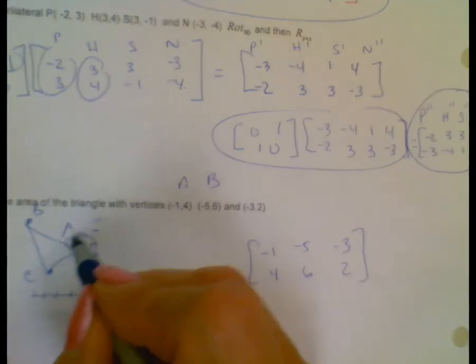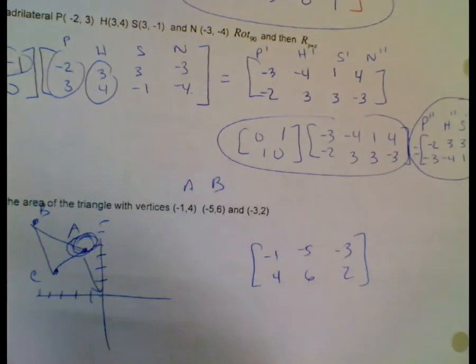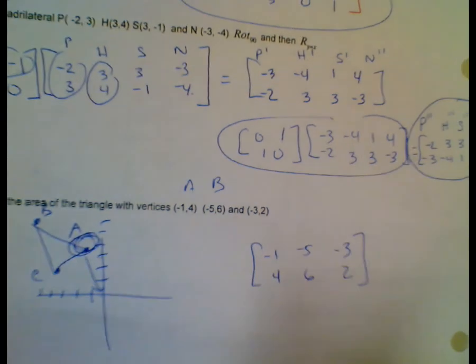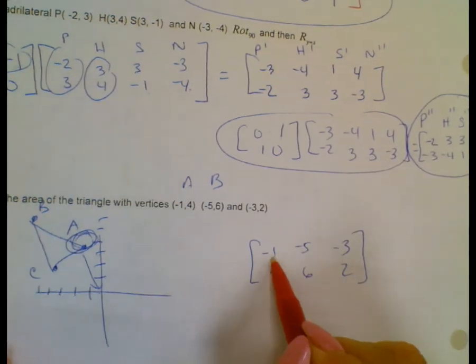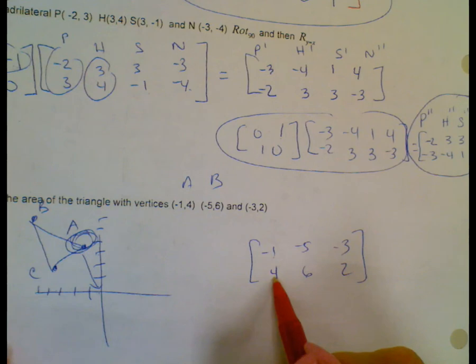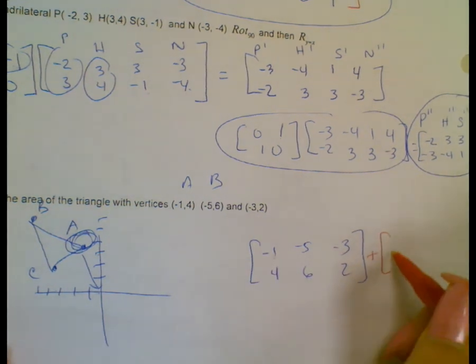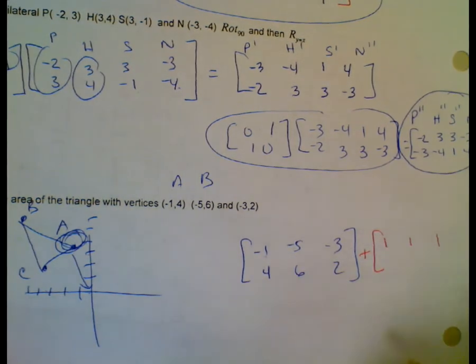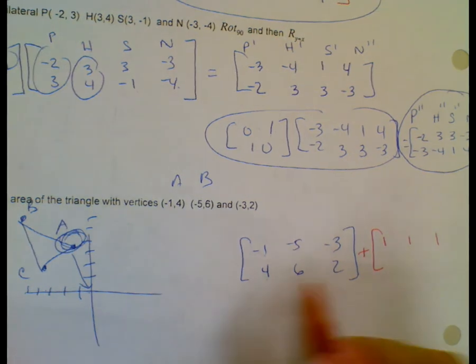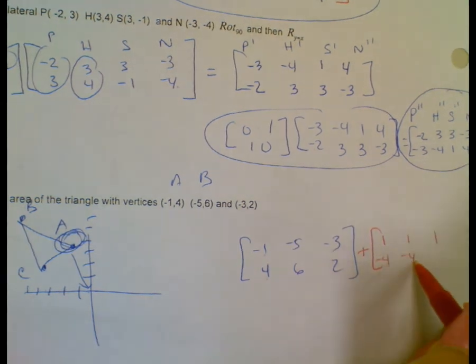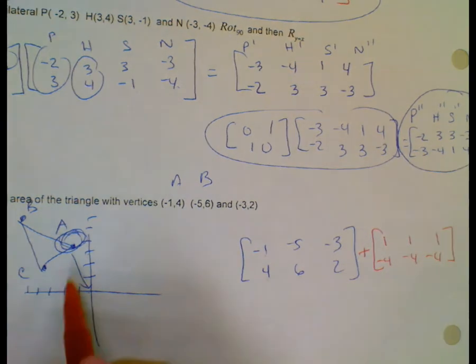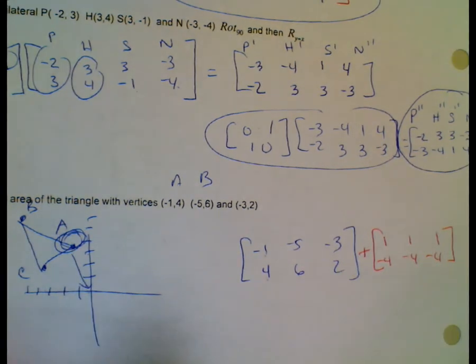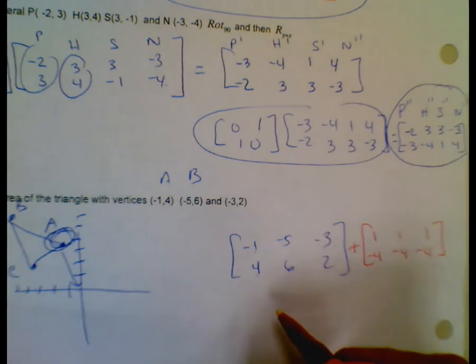If I wanted to move this point to 0, 0, what would you have to do? I would need to make negative 1 turn to 0, and I would need to change 4 to 0. So in order to change negative 1 to 0, I have to add 1. But if I add 1 to the first one, I have to add 1 to the whole row. How do you change a 4 to a 0? You subtract 4. In other words, you're going to come down 4. But you have to do that to all of them.